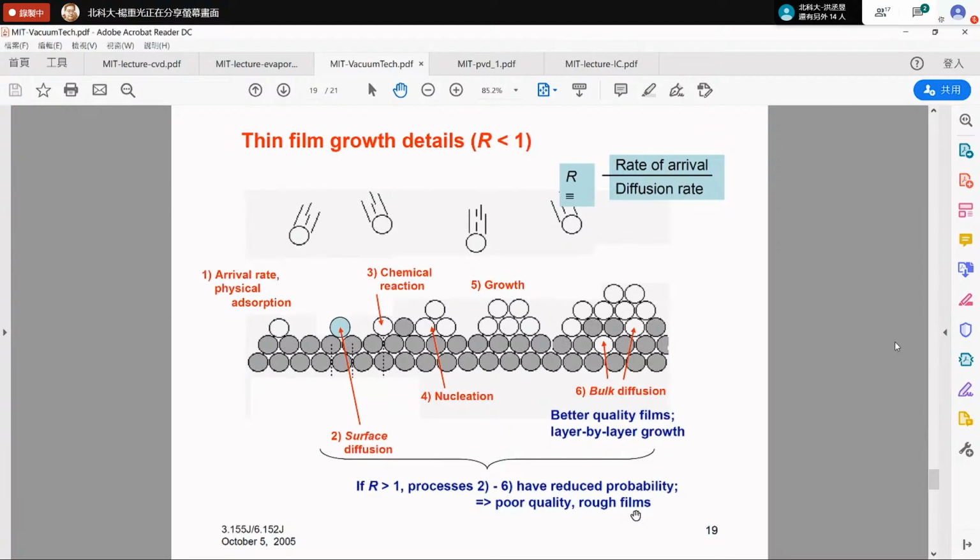So I think this is quite a good model that helps you understand the conditions to generate better quality films. To get better quality films, you have to make sure R in thin film growth is less than 1. And how do you control and make sure the diffusion rate is always larger than the rate of arrival?